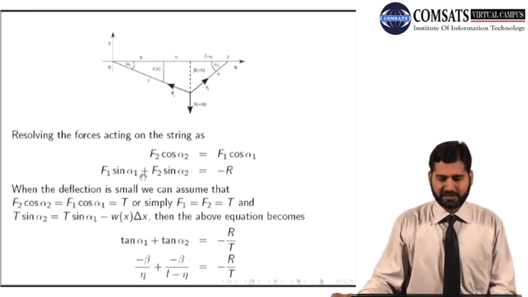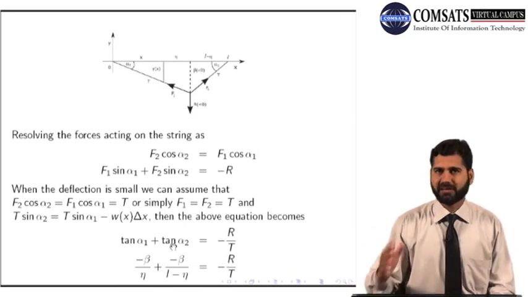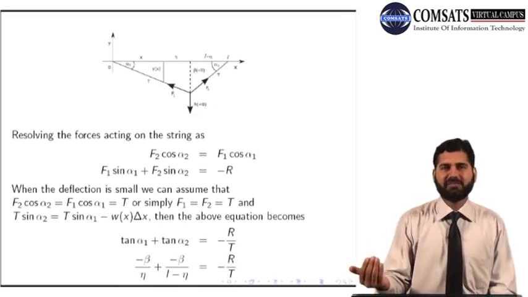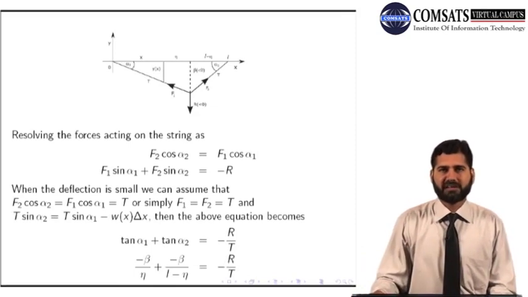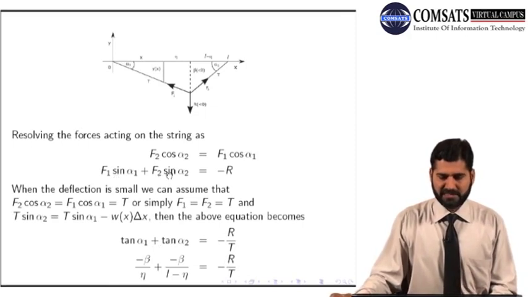All right, and the other one will become f1 sine alpha 1 plus f2 sine alpha 2 is equal to negative r. It will take this form because I said that f1 and f2 are capital T, so I divided that T on the right hand side, and sine alpha 1, sine alpha 2 will become tangent alpha 1 plus tangent alpha 2, right? I showed you before that cosine alpha can be taken as 1, so tangent alpha will approximate sine alpha. So sine alpha 1 and sine alpha 2 are replaced by tangent alpha 1, tangent alpha 2. So this is negative r by T.